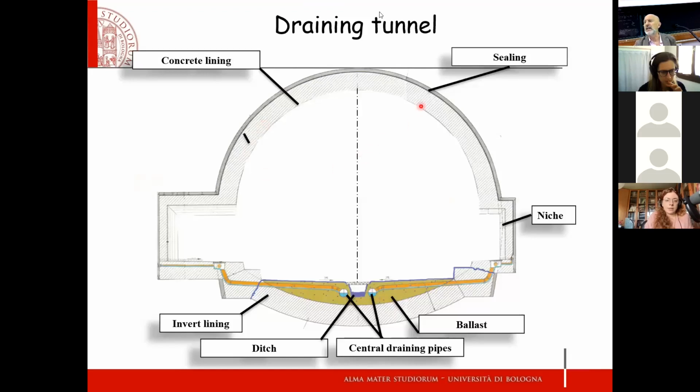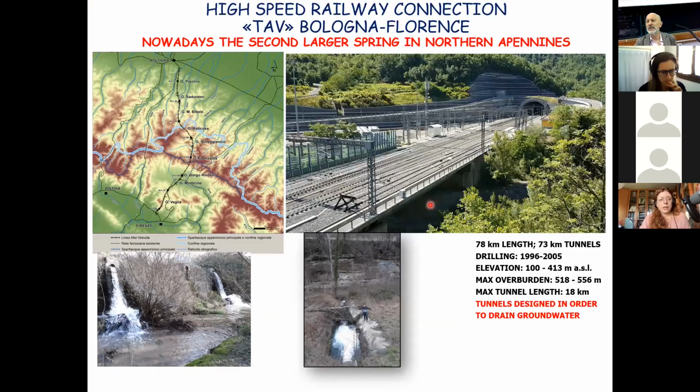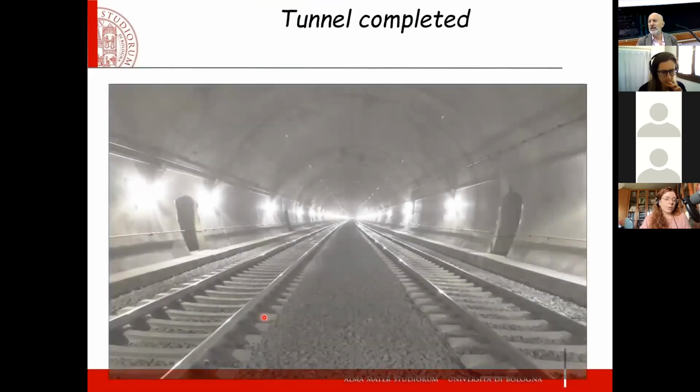You see here a sketch of the draining system of the tunnels. The groundwater is flowing along the vault of the tunnel, and then it is drained by this system and connected to two central draining pipes, and the central draining pipes by gravity convey the water to the outlet of the tunnel. And so finally, the water arrives at the surface water system in these two places that I have shown to you before.